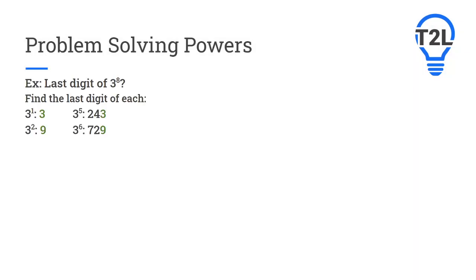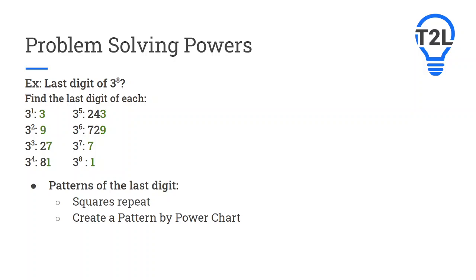Okay, so this is a bit more of an advanced topic. It really doesn't appear on tests too much. I personally have never seen this question before, but it's pretty cool to know. With these problem-solving powers, you're given something that's really hard to do in your head. Like 3 to the power of 8, that's extremely hard to do. It might give you like 3 to the power of 80, that's also pretty hard to do.